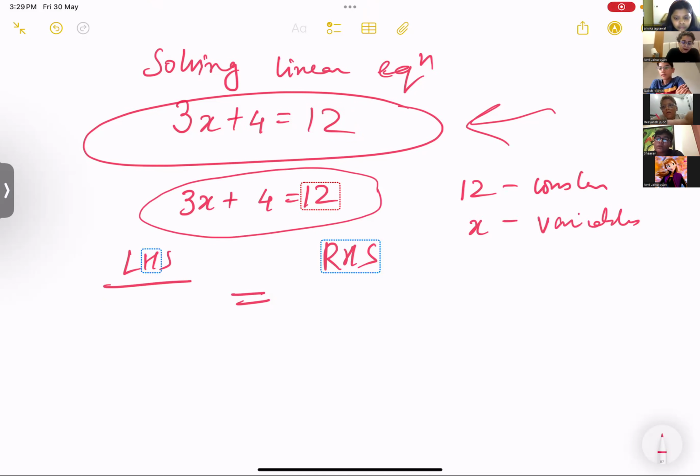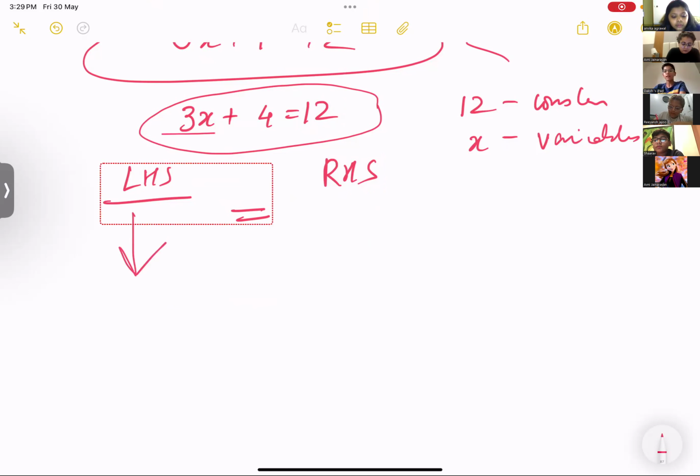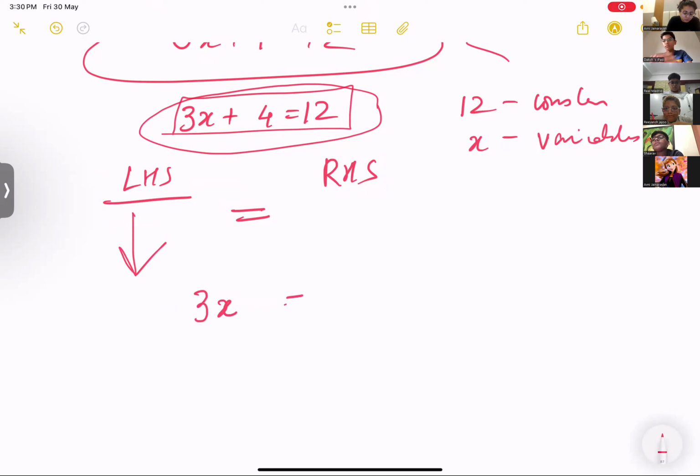X. So you have to make sure that at all times your x is on the left hand side. So now this is the equation. Your x is already on the left hand side of the equals to. All the questions will be discussed later on. Now 3x plus 4 is equal to 12. So try to get the constants on the right hand side. So what am I going to do? 3x is equal to 12. This 4 which is here, I am going to take it on the right hand side.